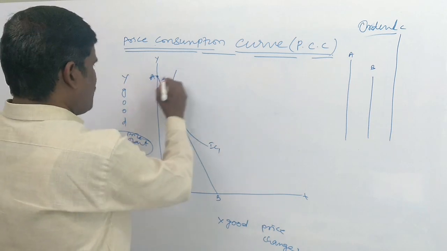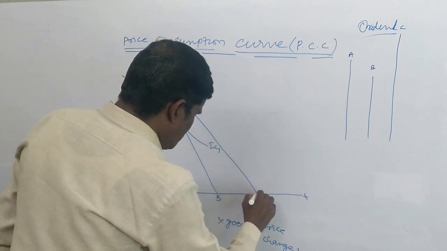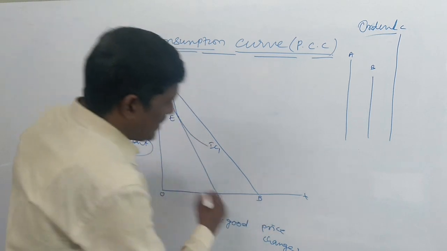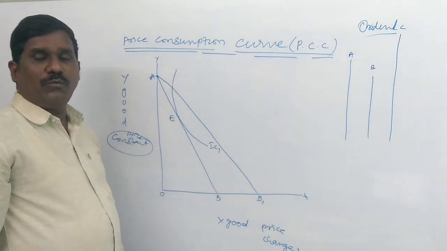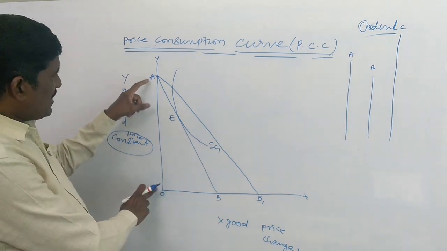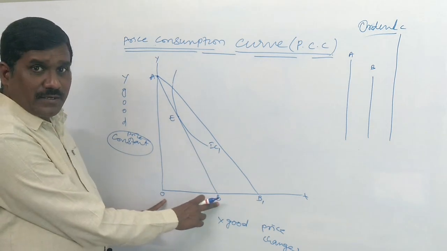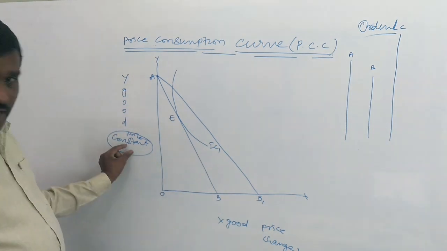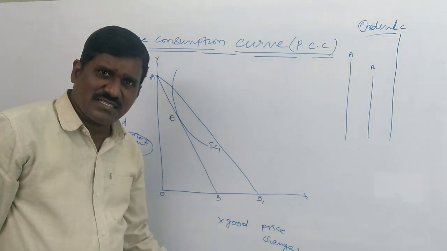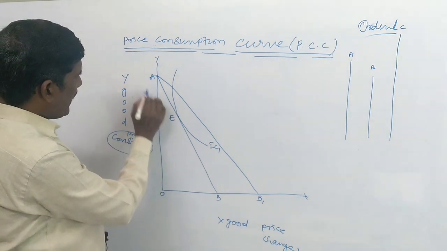Then automatically a consumer wants to buy more and more of X good. Then there is a formation of another budget line, namely B to B1. At the previous level, the Y good is purchasing only OA, and the X good is OB. The price of Y good is constant, but there is a change in the price of X good, meaning the X price decreases. Automatically, he reduces Y and increases X.